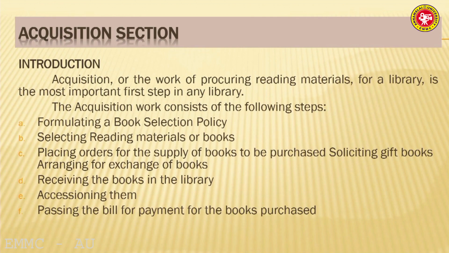The first one is formulating a book selection policy, selecting reading material or books, placing orders for the supply of books to be purchased, then receiving the books in the library, then accessioning them. The last one is passing the bill for payment for the books purchased.